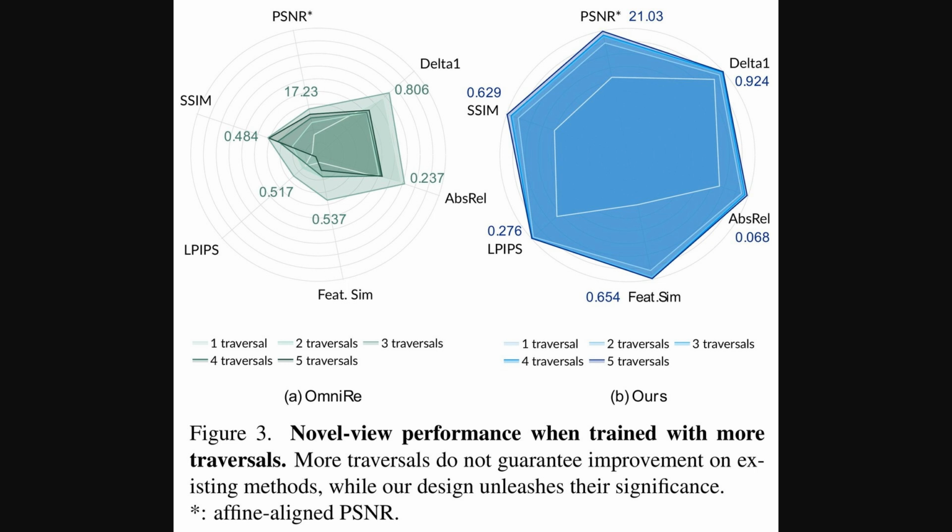But then, looking at MTGS on the right, it's a different story. As more traversals are used, the blue shaded area, representing performance, consistently expands. This indicates better scores across metrics like SSIM, which is structural similarity, ABSREL, or absolute relative error for depth accuracy, and delta 1, another depth accuracy measure. Essentially, MTGS really benefits from seeing the scene more times.